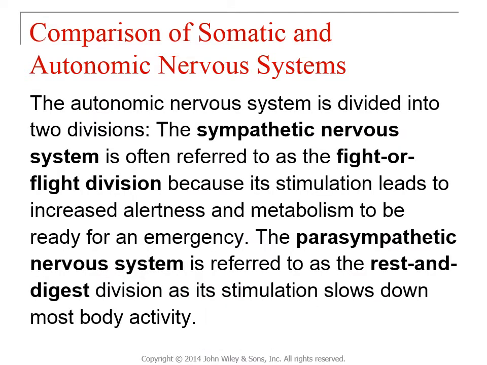You may remember when we talked about the nervous system and the different divisions of it. The autonomic nervous system will have two competing divisions. One is the sympathetic nervous system, which is used for fight or flight. This basically increases stimulation to areas that increase alertness and metabolism to basically get you ready for any kind of emergency, whether you have to flee from danger or if you have to stand your ground.